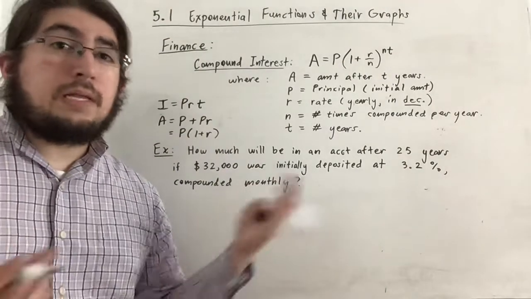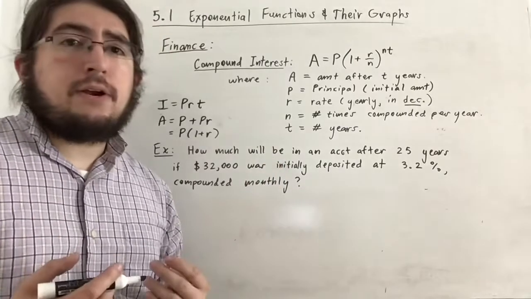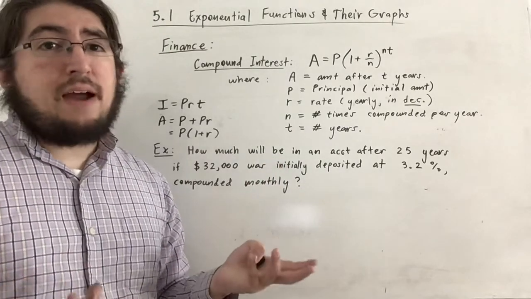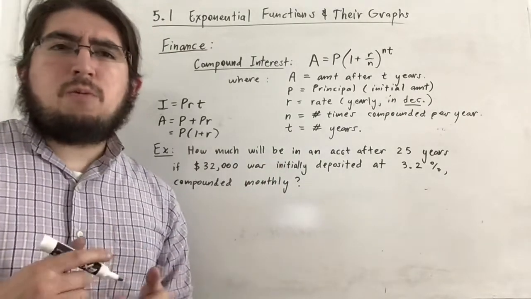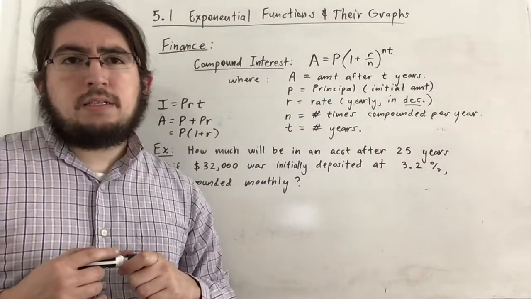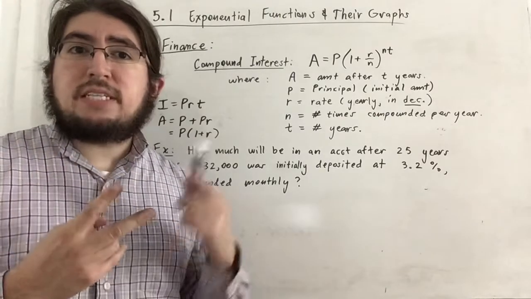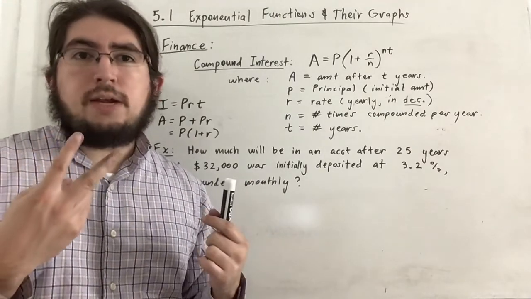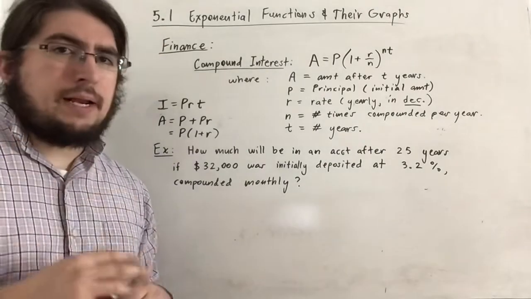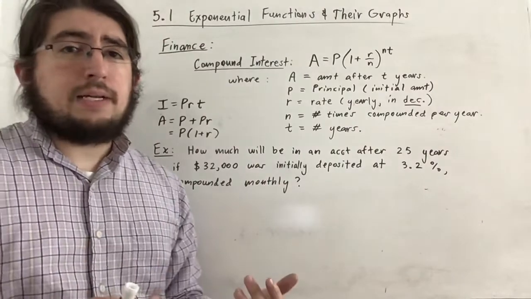So if it's monthly, it'll be 12 times per year. If it is weekly, it's 52 times per year. If it's daily, it's 365 times per year. There are some kind of funny ones, like if it's compounded every 6 months, how many times per year is that? It's not 6, it's 2, because every 6 months is twice a year. So keep that in mind. There are some funny ways of wording that. And T, of course, is just the number of years total that have passed.